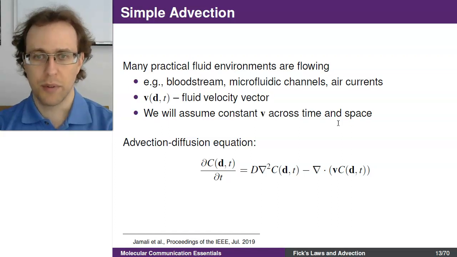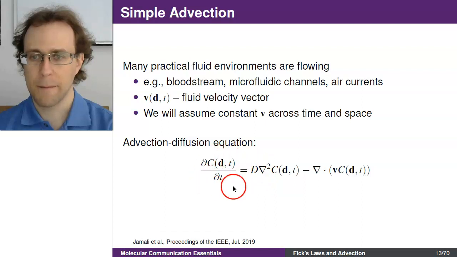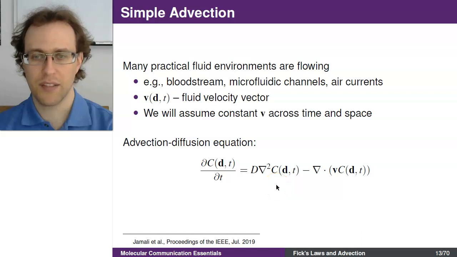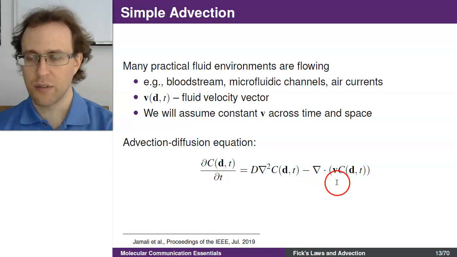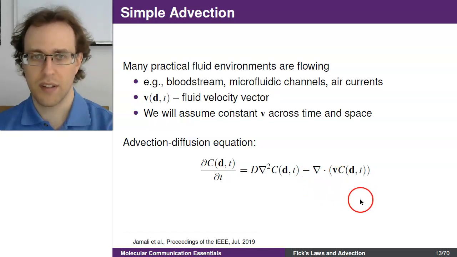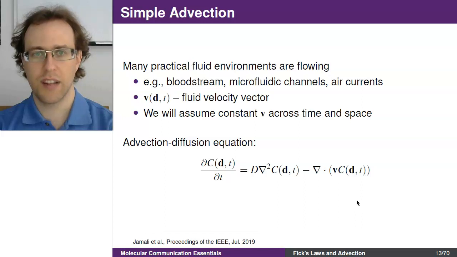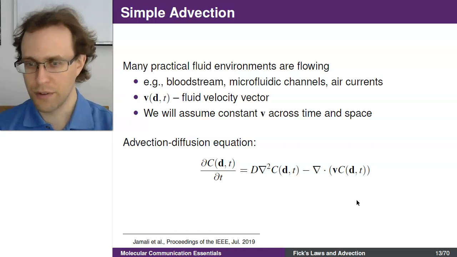What we're able to do is include a velocity component with Fick's second law. So we're able to write an advection-diffusion equation which starts with Fick's second law. We have the rate of change of concentration over time and space, and that's equal to the diffusion coefficient multiplied by the Laplacian of the local concentration, minus the gradient of the velocity times the local concentration. And this enables us to include velocity in a deterministic model for molecular diffusion.